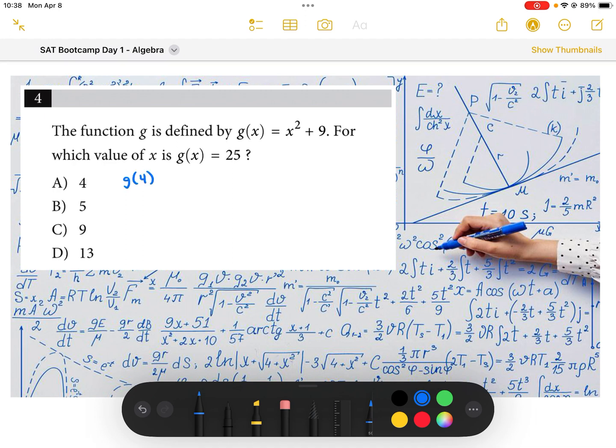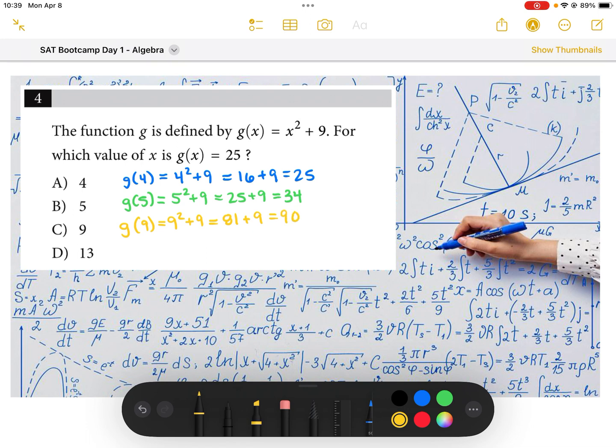So if I do g of 4, I'm going to have 4 squared plus 9. 4 squared is 16, plus 9 gives us 25. For 5, g of 5 would be 5 squared plus 9. 5 squared is 25, and 25 plus 9 gives us 34. For 9, g of 9 would give me 9 squared plus 9. 9 squared is 81. 81 plus 9 gives us 90. And then for the last option, 13, g of 13 would be 13 squared plus 9. 13 squared is 169, and then plus 9 would give us 178.